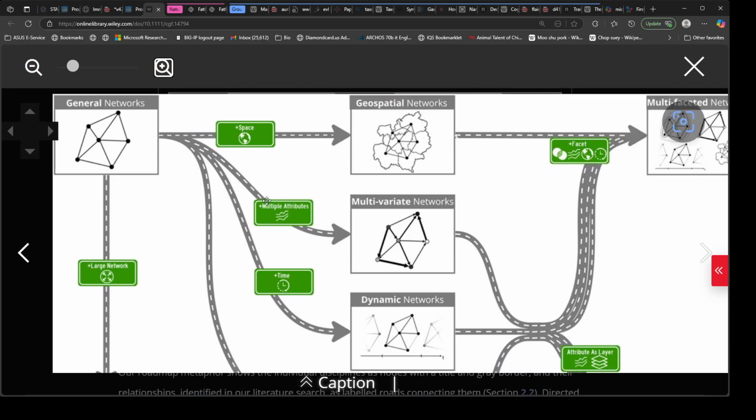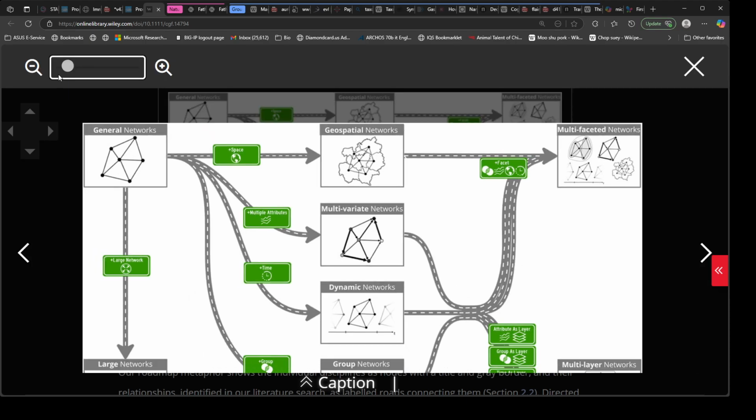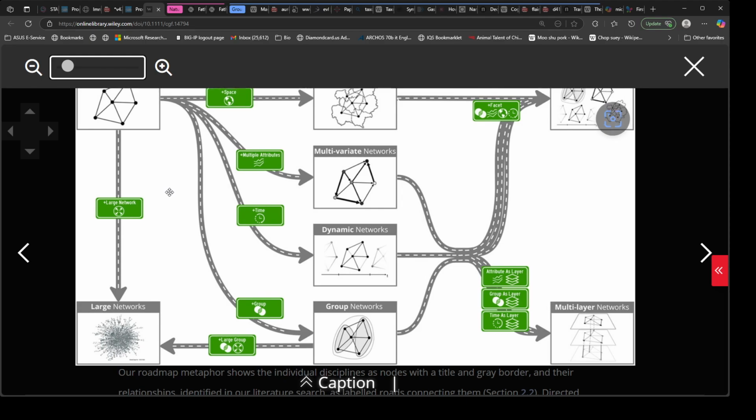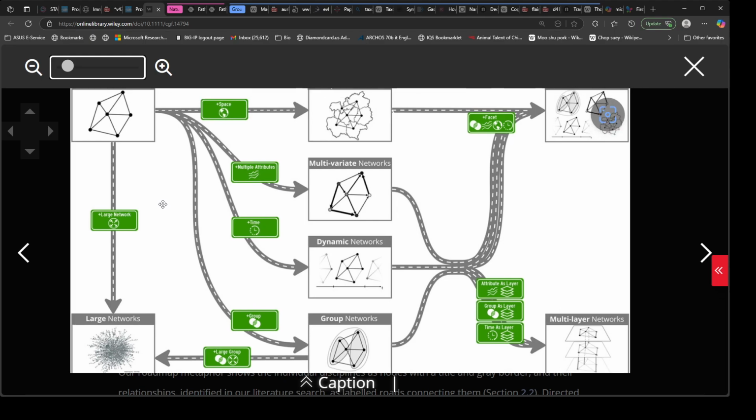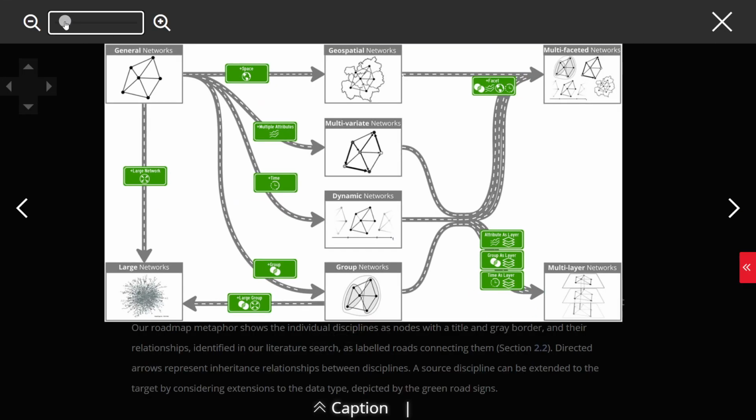In this section, we present our research methodology, discuss our classification, and illustrate our roadmap metaphor for network visualization. We define the terminology we use to categorize publications, elaborate on the scope of our literature review, and discuss related work.